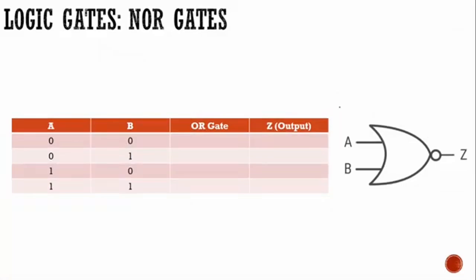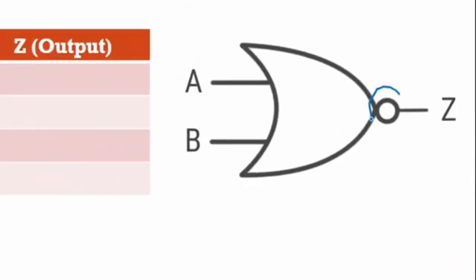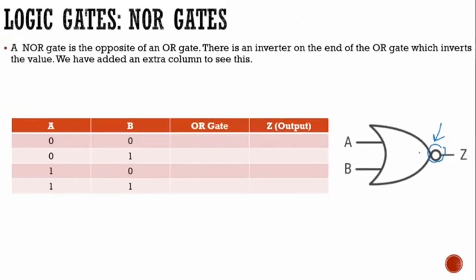Now we're moving on to a NOR gate. So it has the NOT in front of the OR. So a NOT OR gate. And right here, you'll notice something new that's attached to an OR gate. We know this is an OR gate because it looks like that Star Trek symbol turned sideways. We see it has an inverter here. So what's going to happen is it's going to flip the value of that OR gate. A NOR gate is the opposite of an OR gate. There's an inverter on the end of the OR gate, which inverts the value.